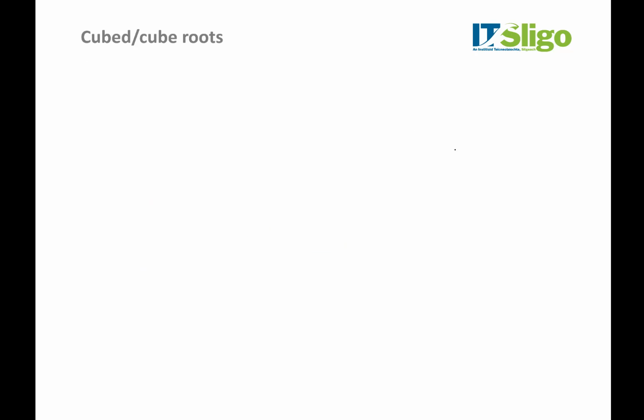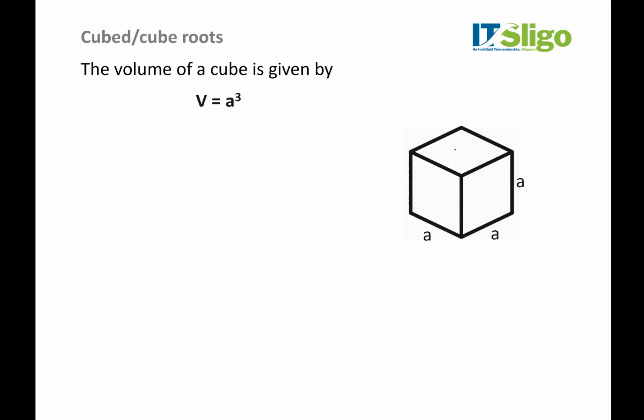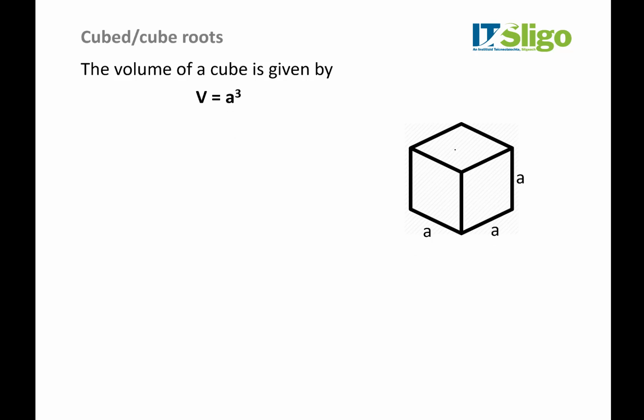Cube roots, we'll just take a quick look at a cube root. I went for the simplest possible cubic function, which is for a cube. The volume of a cube is given by a cubed, a by a by a. And we want to get a on its own. So we want to kill the power of 3. One way is by using the reciprocal power on both sides, but we're more familiar with the cube root. So that's what we do. We get the cube root of both sides.